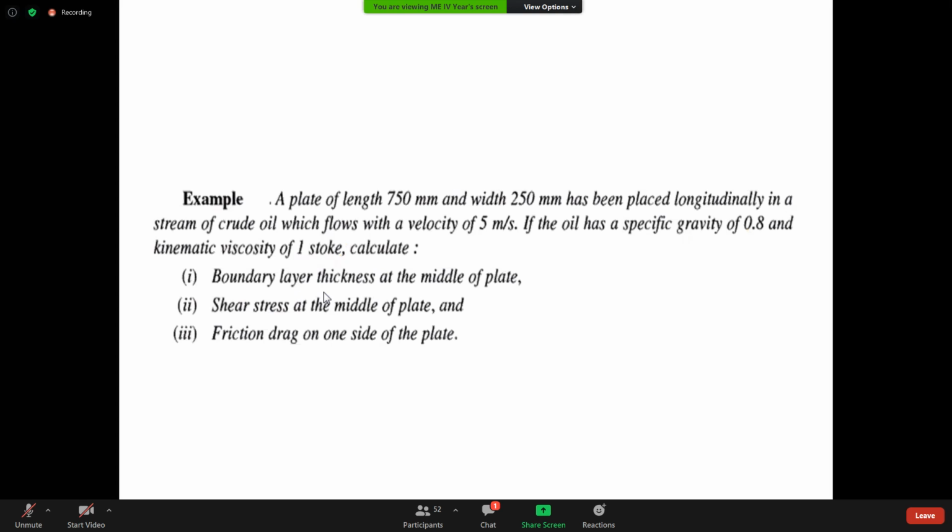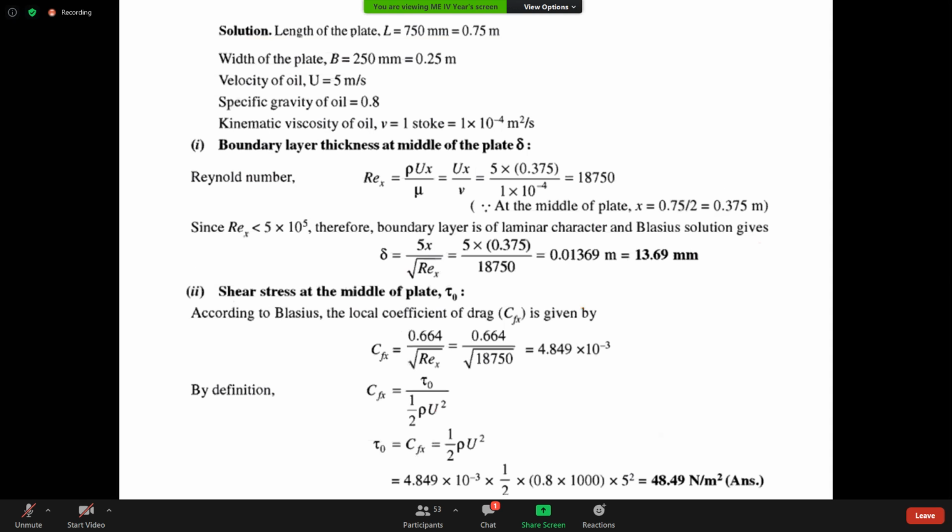So calculate the boundary layer thickness at the middle of the plate, the shear stress at the middle of the plate, and the friction drag. I will show you. Simply, I show you. So why did I take this equation here? Because he has not mentioned the velocity profile. So I have taken the Blasius equation. According to the Blasius equation, you will get this CFX value.